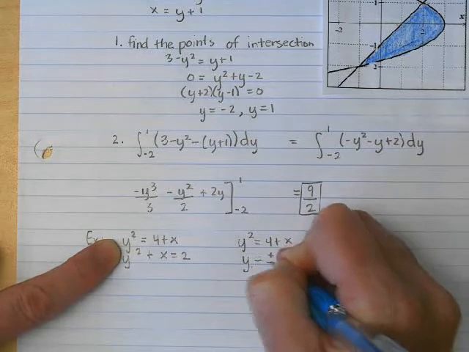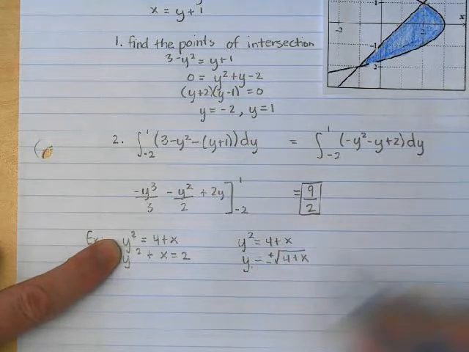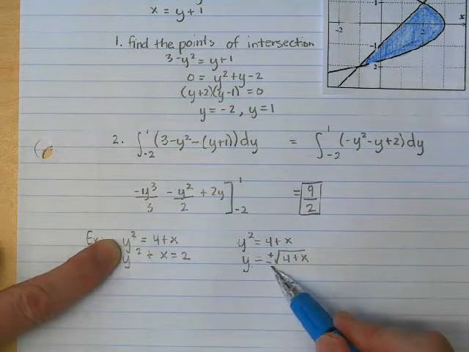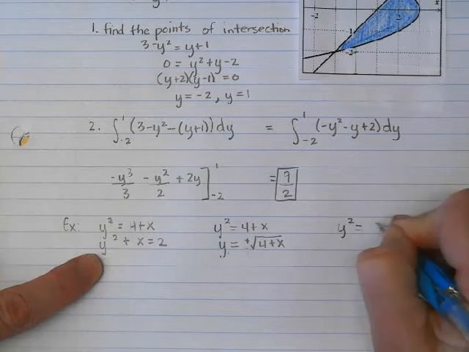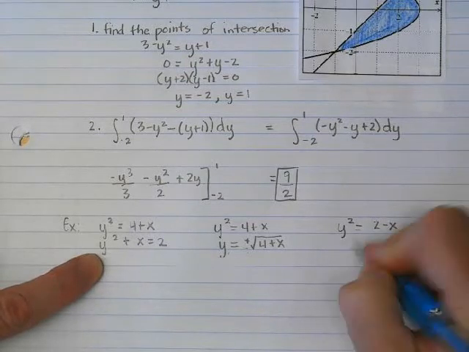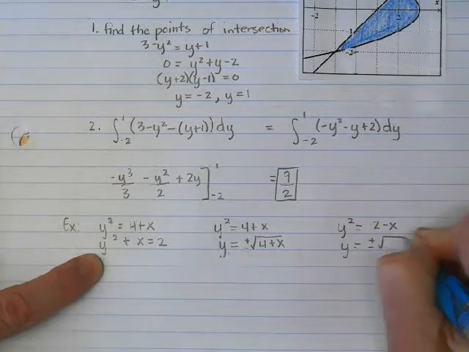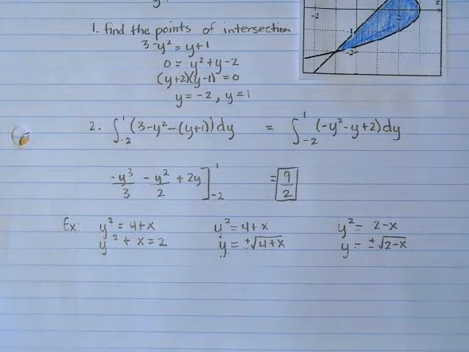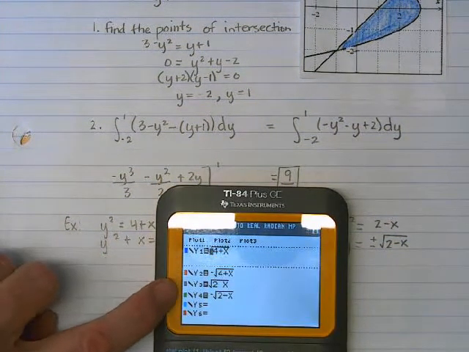So y is plus or minus the square root of 4 plus x. So that plus or minus is going to be really important. Okay, y squared is 2 minus x. So y is plus or minus the square root. Okay, so when you put that in your calculator, notice how I had to put that in.